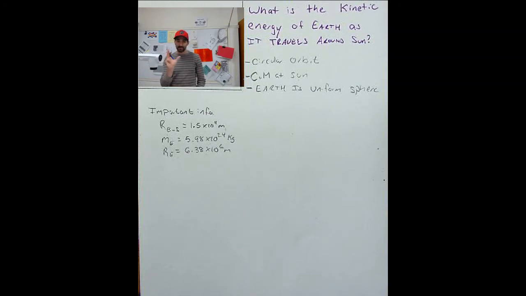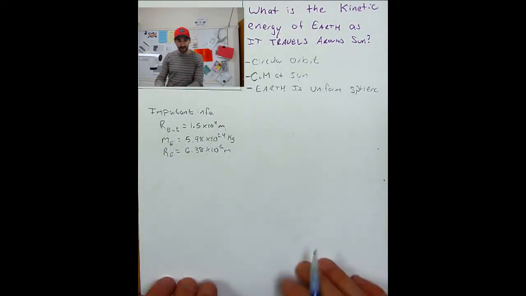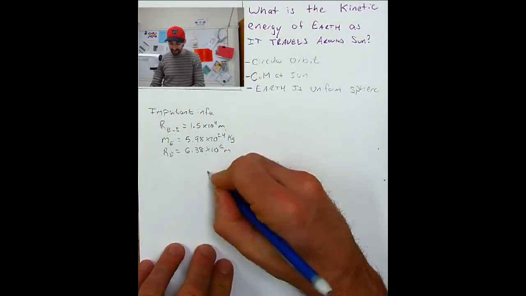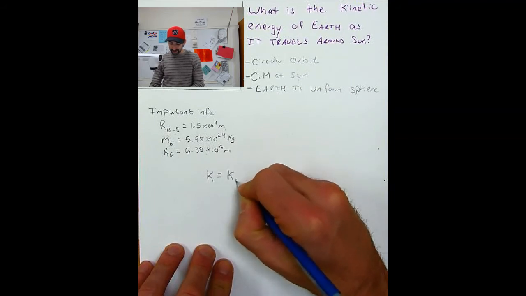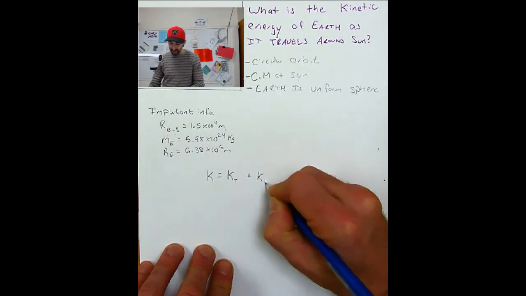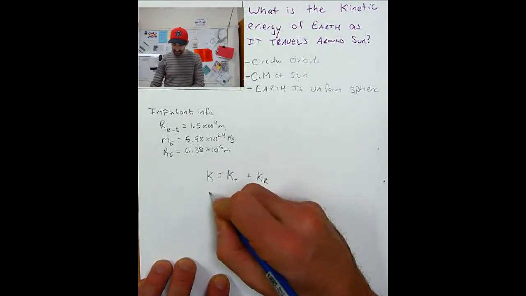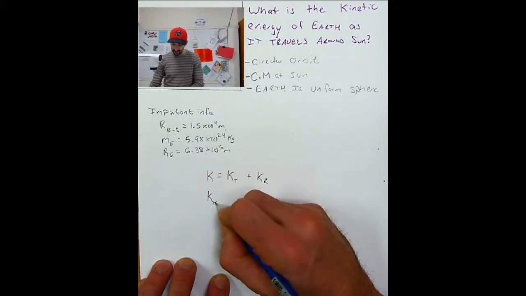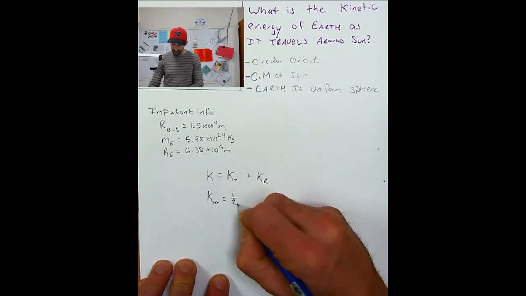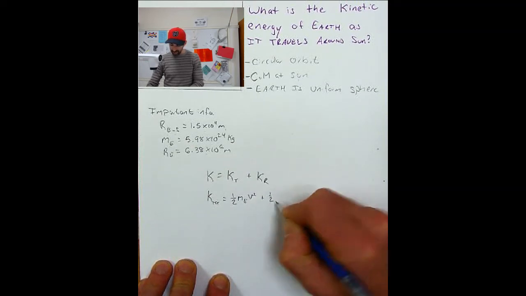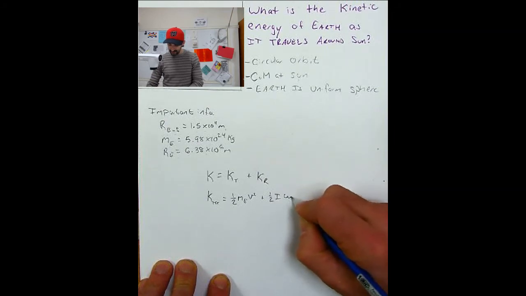The Earth is also spinning, and thus that also has some kinetic energy, and that's going to be our rotational kinetic energy. So the next thing I'm going to point out, the sidebar that we're going to take: I know the kinetic energy is the translational kinetic energy plus that rotational kinetic energy of the Earth. And I know that this kinetic energy total is 1/2 the mass of the Earth, v squared, plus 1/2 I omega squared.